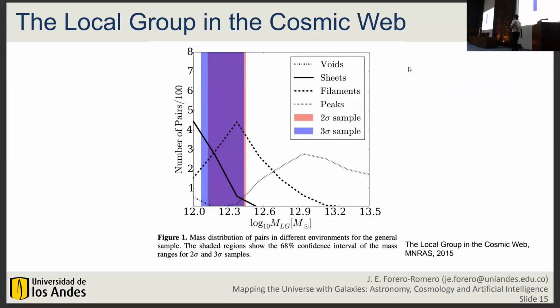Another type of question that you can ask, now that you have the cosmic web, is for individual objects. In this case, we have the local group: Milky Way, Andromeda, M31. And we go again in simulations and find analogs of the local group, meaning two dark matter halos with similar mass, distance, kinematics, and isolation. And we ask the question: where are we living in the cosmic web?